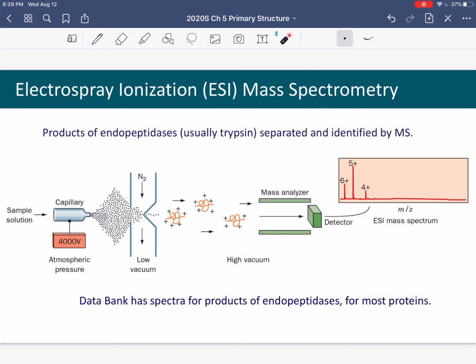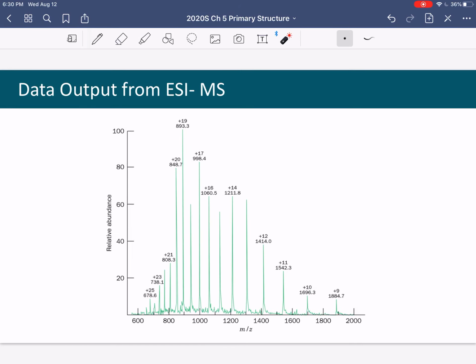All the genomes that have been sequenced can be deduced for their protein sequences, and we know that trypsin will cleave after every lysine and arginine, so we know what those products should be. And so there are algorithms in the protein databases that will show you what the actual mass spec is predicted to be for each protein that's been digested with trypsin. And we call that fingerprinting.